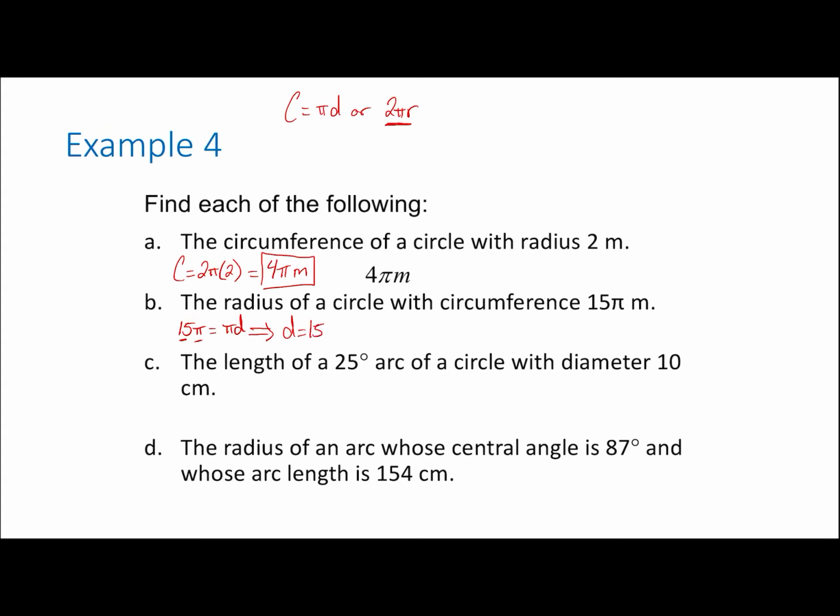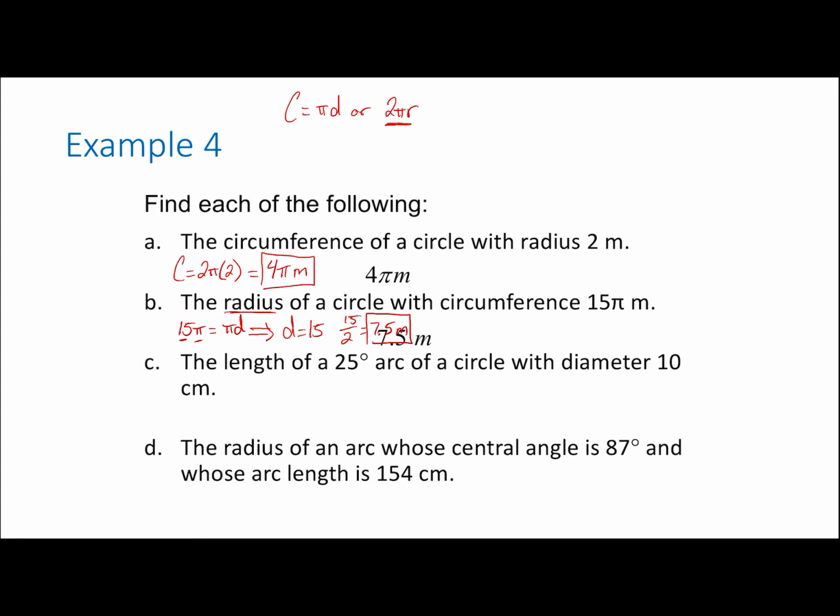And we know the radius is half of that. And it asks for the radius in the problem. So half of 15, or 15 divided by 2, is 7.5, and it is meters that we're talking about. And you can see that pop up right there where I wrote it. So I can give you the radius, I can give you the diameter, I can give you the circumference, and ask you to find one of those missing values.